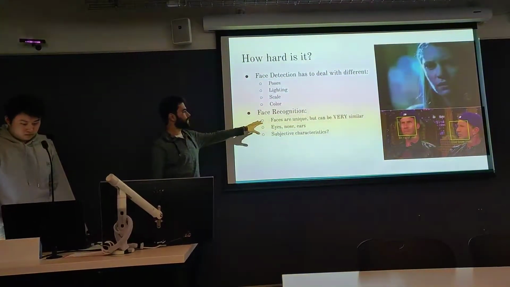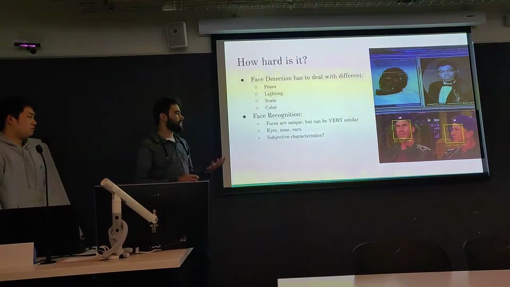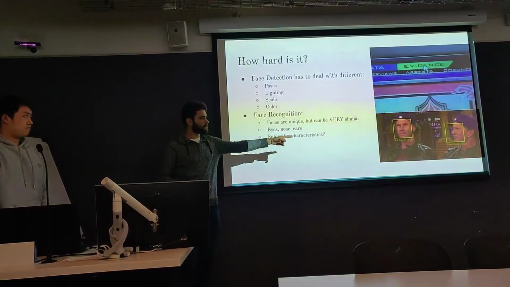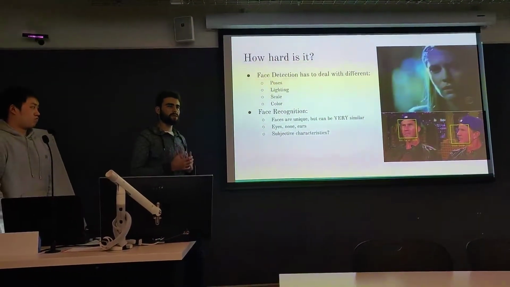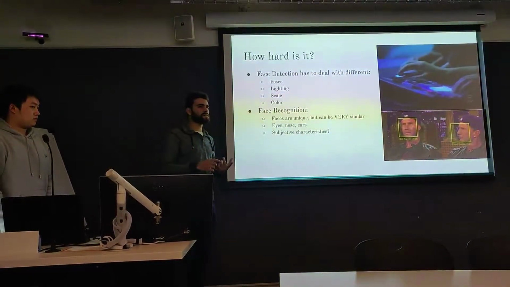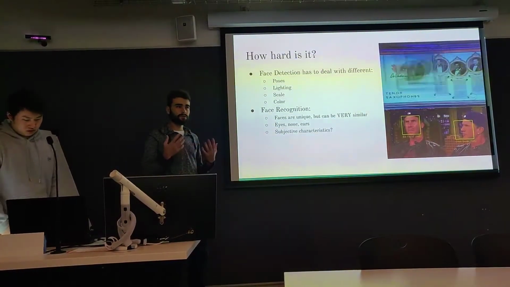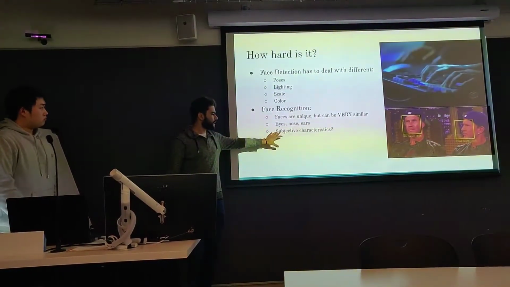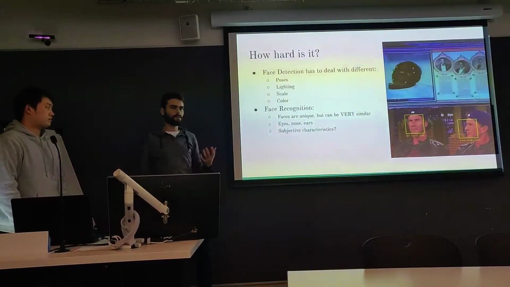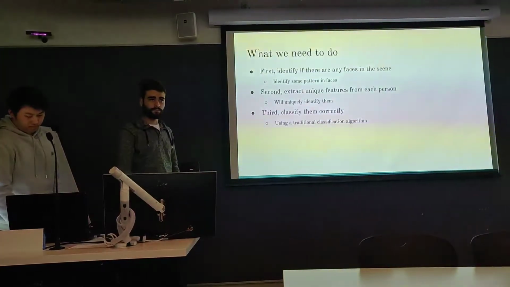And then when it comes to face recognition, we know that each face is unique, but they can be very, very similar, as you can see on that image at the bottom. So we want to gather information maybe about the eyes, nose, ears, some measurements on the faces that we are able to distinguish the different persons. Maybe we have to deal with subjective characteristics that we don't even know what they are, but they might be meaningful to solve the problem.